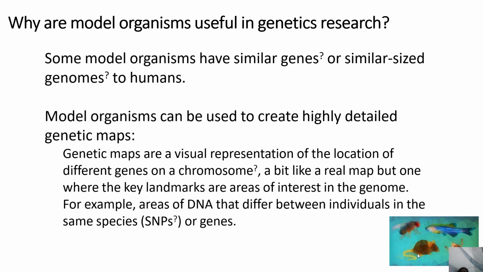Why are model organisms useful in genetics research? Some model organisms have similar genes or similar sized genomes to humans. Model organisms can be used to create highly detailed genetic maps, which are visual representations of the location of different genes on a chromosome. It's a bit like a real map, but one where the key landmarks are areas of interest in the genome, for example, areas of DNA that differ between individuals in the same species, like single nucleotide polymorphisms or genes.